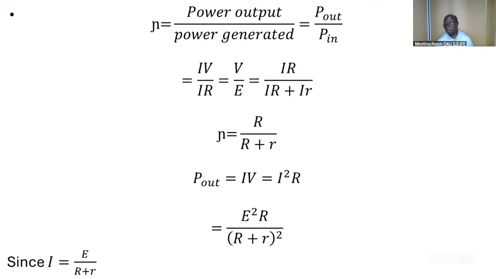So from here, we need to move on. As you have gotten your, you can see, this is just manipulations. To get your IR, just substitute. And don't forget, I said since I is equal to this, you got it from here. Substitute this one in your power output. That is how we are having E squared R all over R plus r squared.